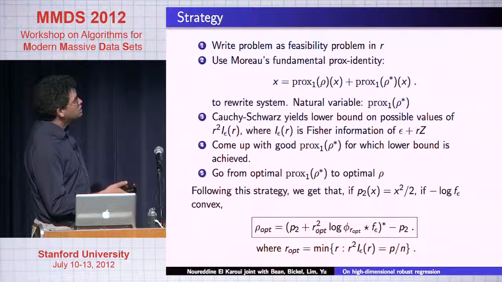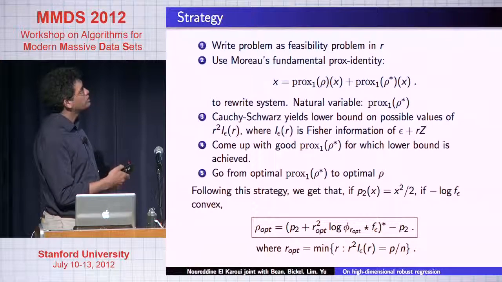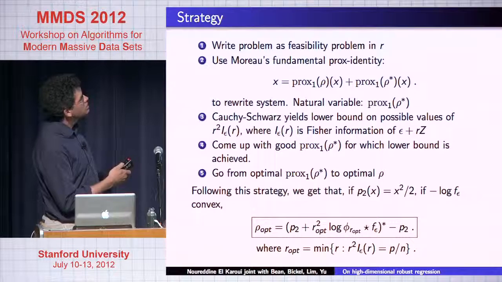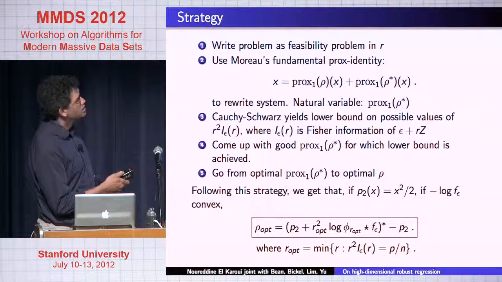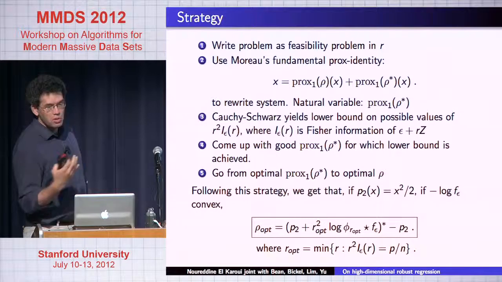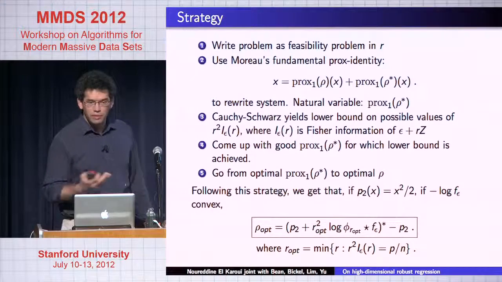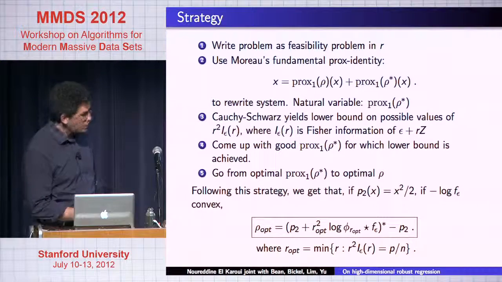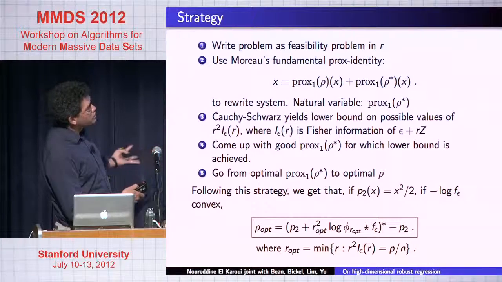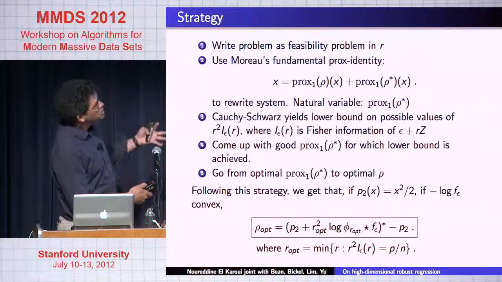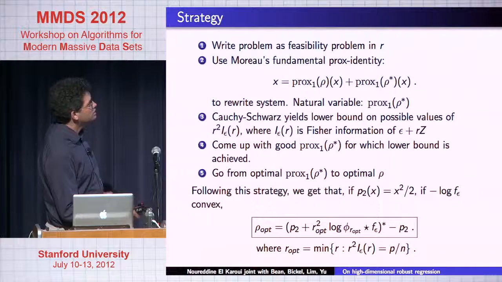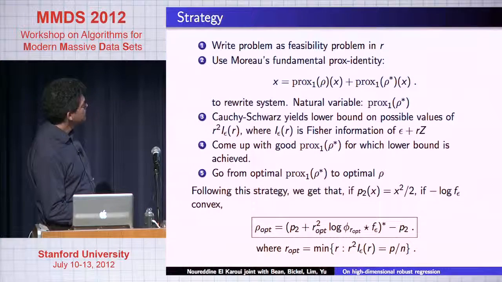Then you can do a Cauchy-Schwarz that gives you a lower bound on the possible values of this quantity, r square I epsilon of r, okay, where that's the Fisher information of epsilon plus rz. Okay, and once you have this lower bound, what you do is you come up with an optimal rho star that saturates the inequality. Okay, and then what you have to do is go from the space of proxies, which is a nice space, to basically go back to the space of loss functions. Okay, so that's at the high level how it works.